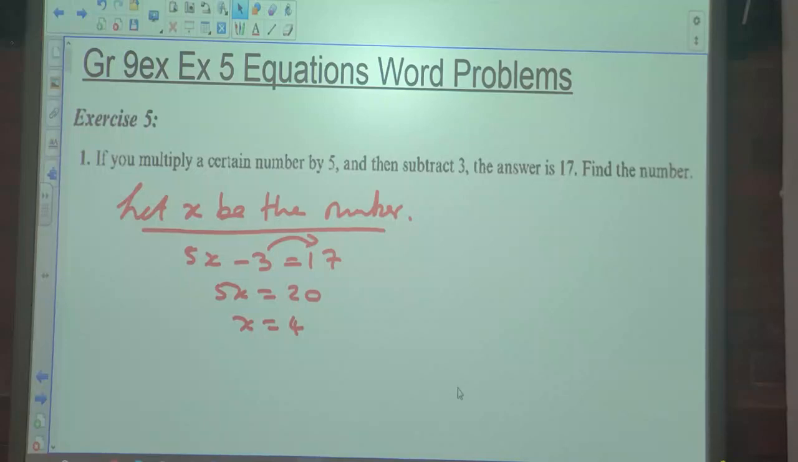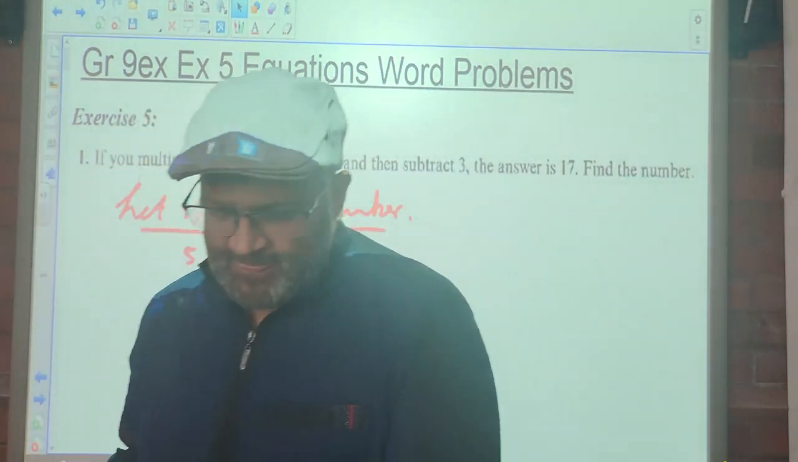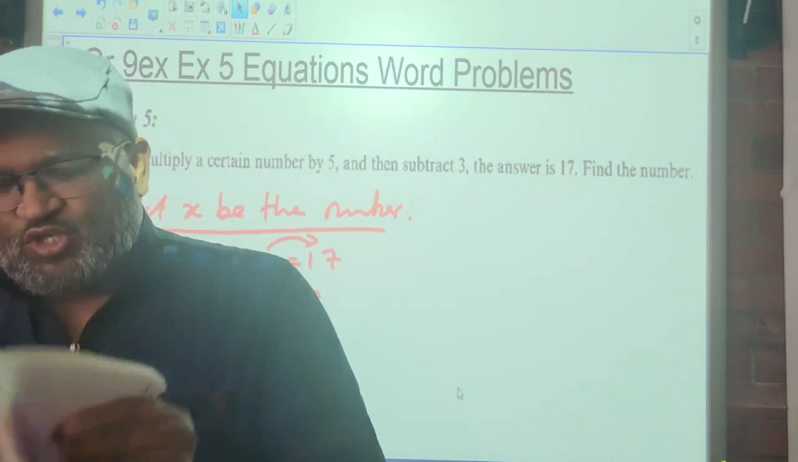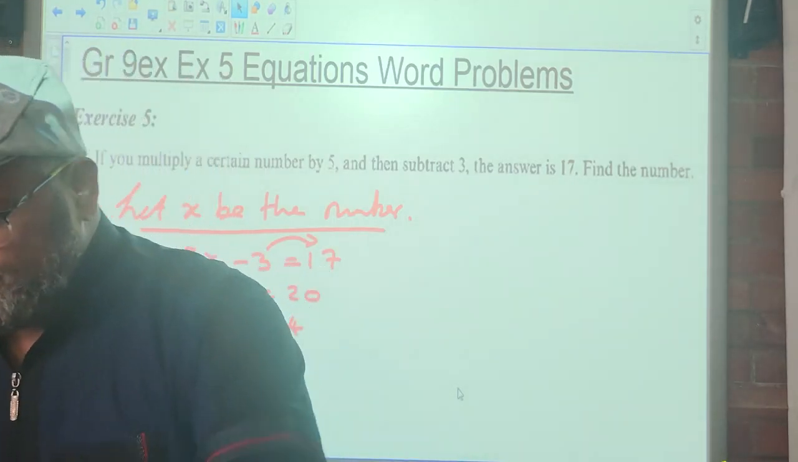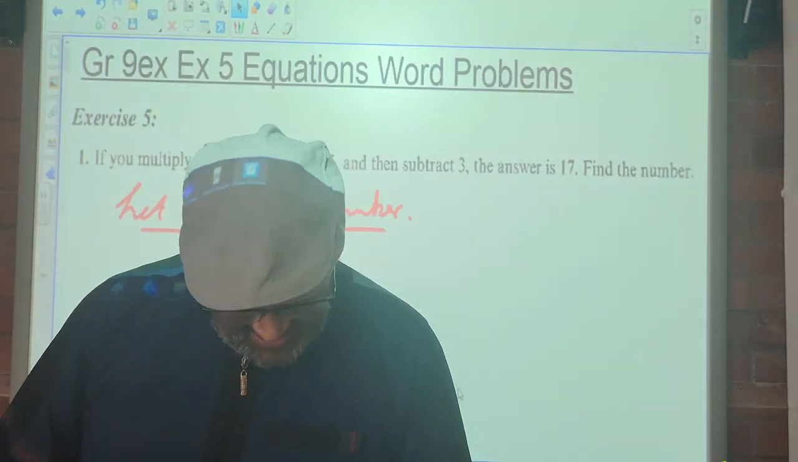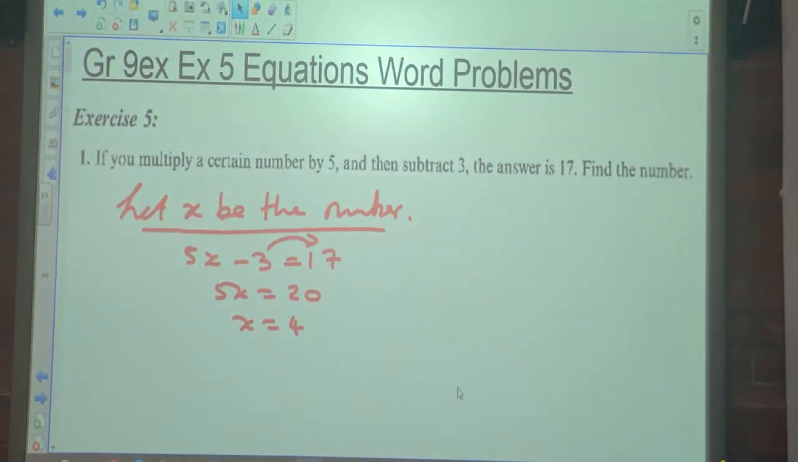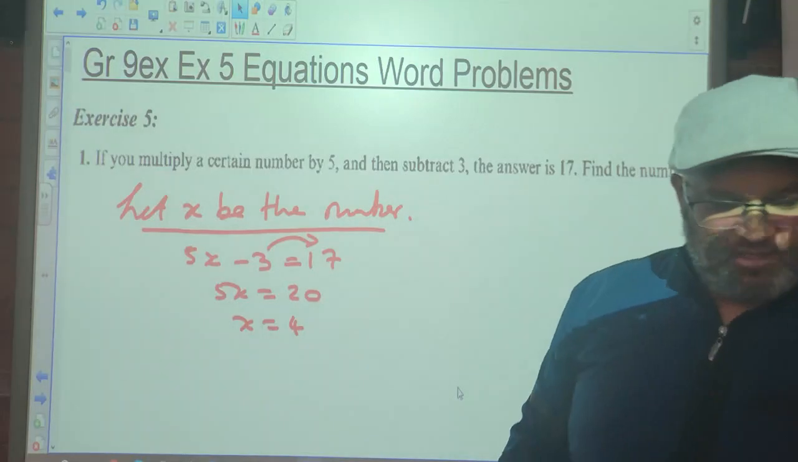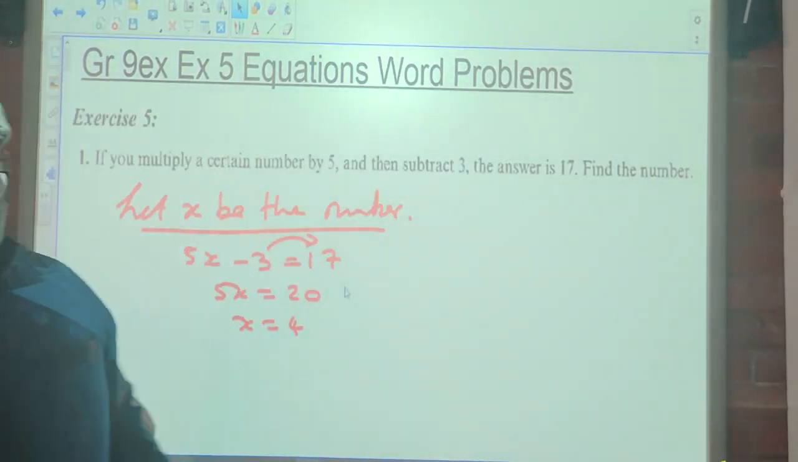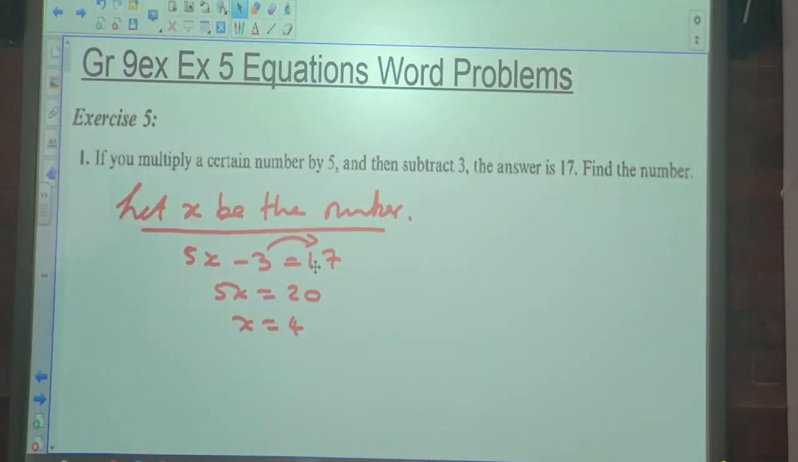Okay, good morning class. So today we're looking at equations, particularly word problems. And yesterday we stopped at exercise 5, number 7. So in our lesson today, hopefully we're going to try and get through number 8 to 14. So, okay, let's go.